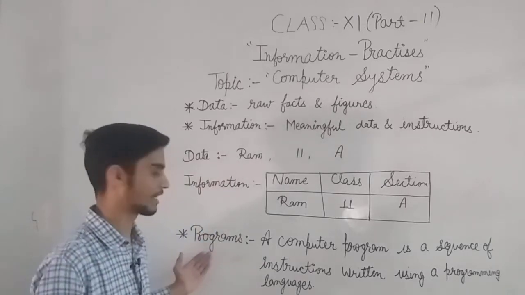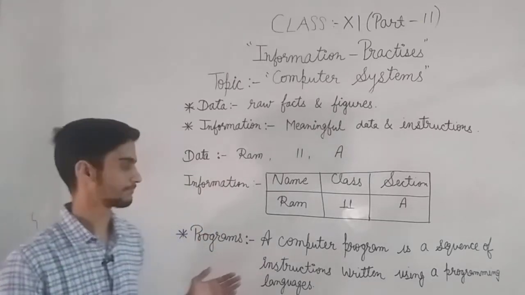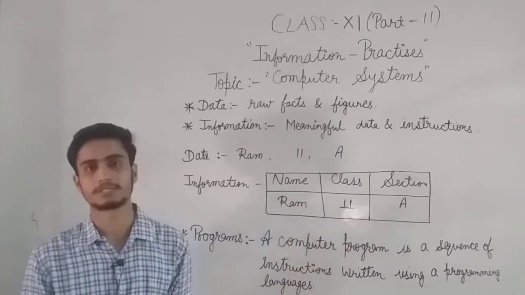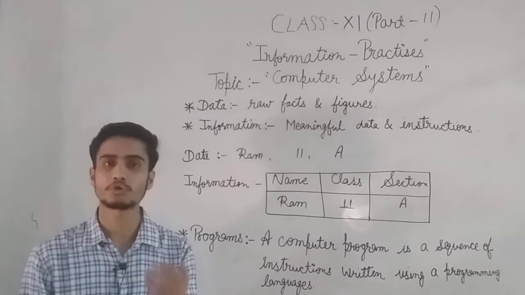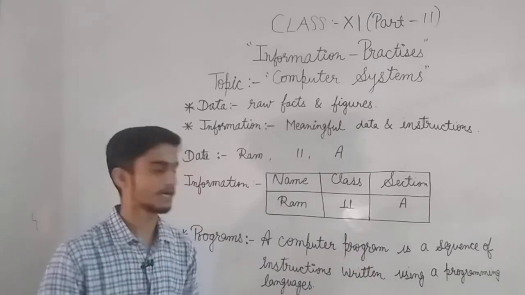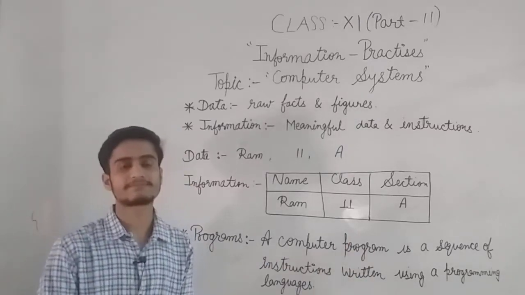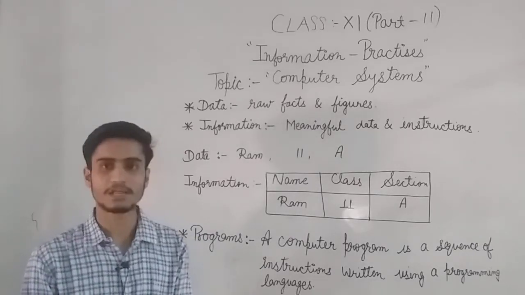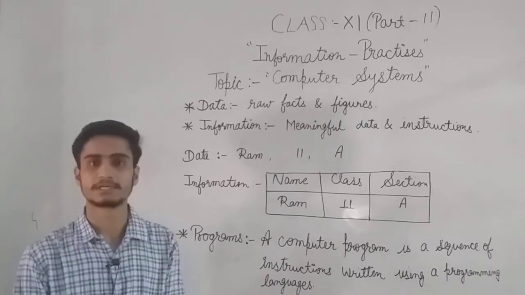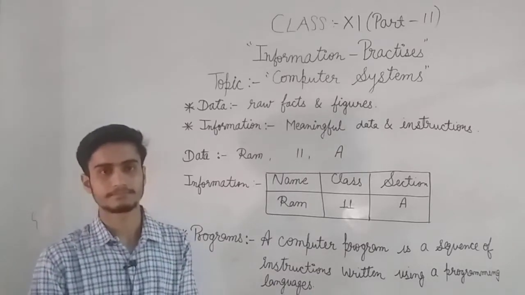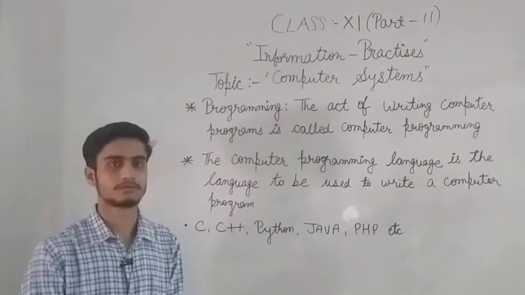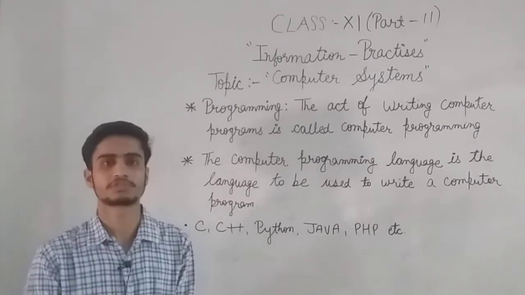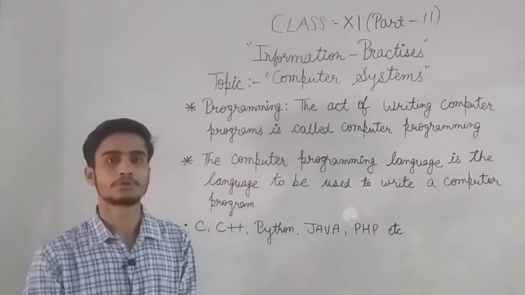Coming to programs, what are programs? A computer program is a sequence of instructions given by users, written using a programming language. As we all know, computers have their own languages. There are many languages in which computer programs are written. So the program is the sequence of instructions given by the user.